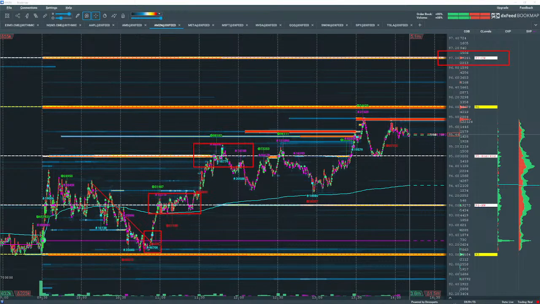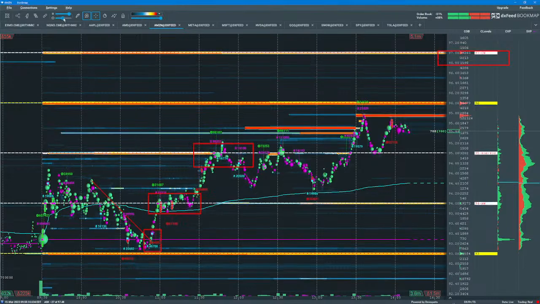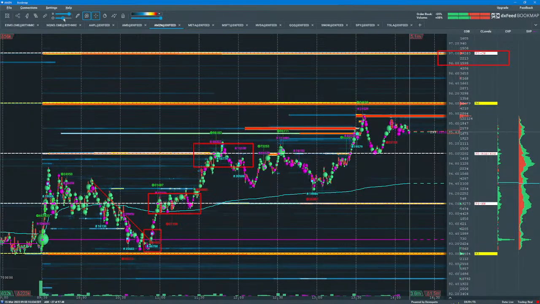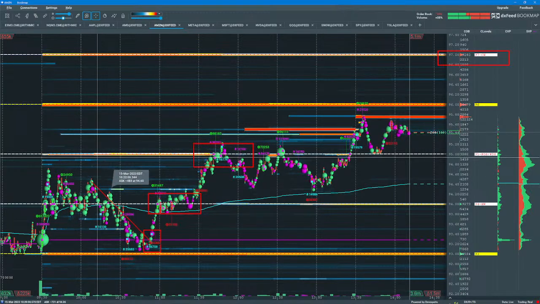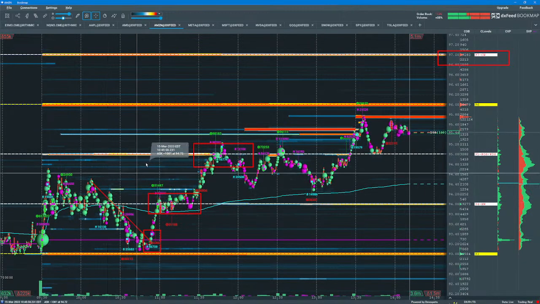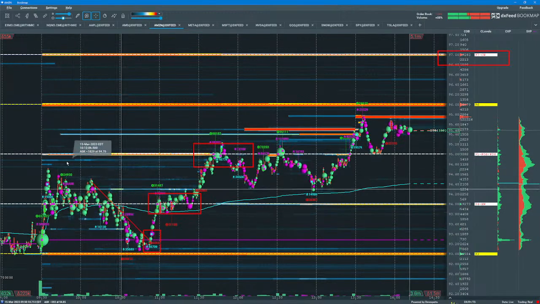Let me just make this a little bit easier to read. I'm going to increase the size of the dots. So the dots, if you're not familiar with Bookmap, green dots are showing market buy orders. Pink dots are showing market sell orders. And notice the dominance of the green dots here.